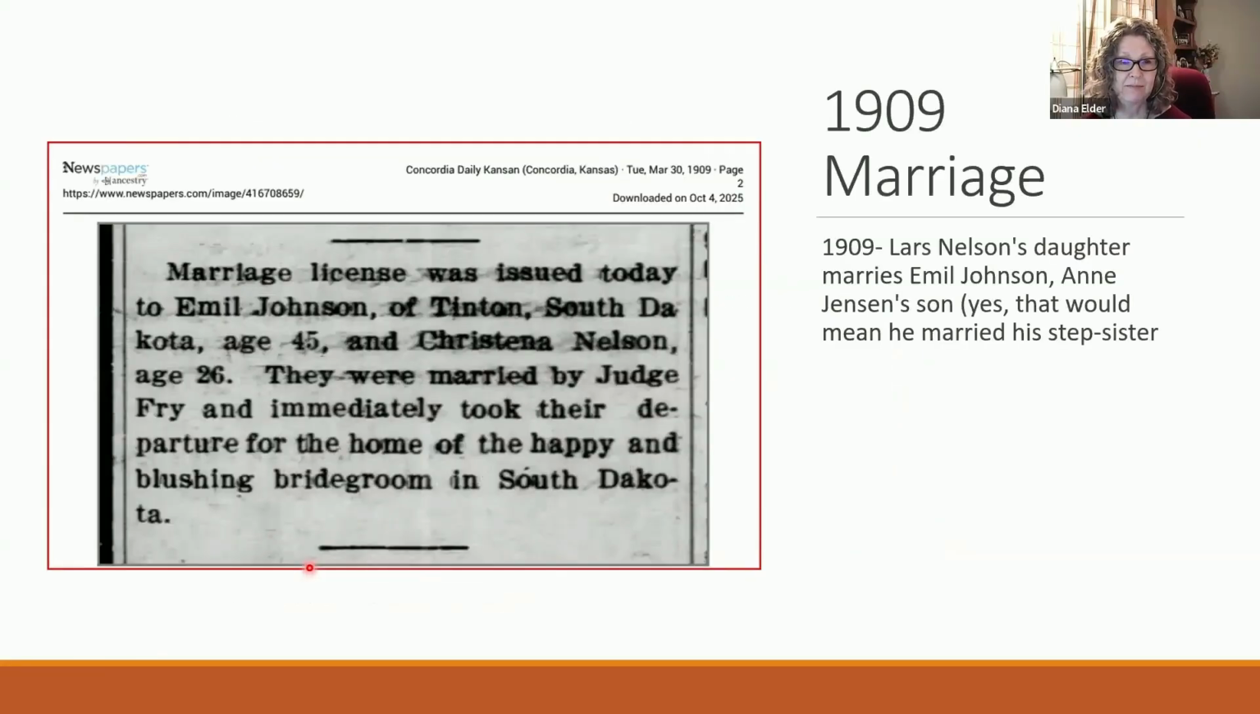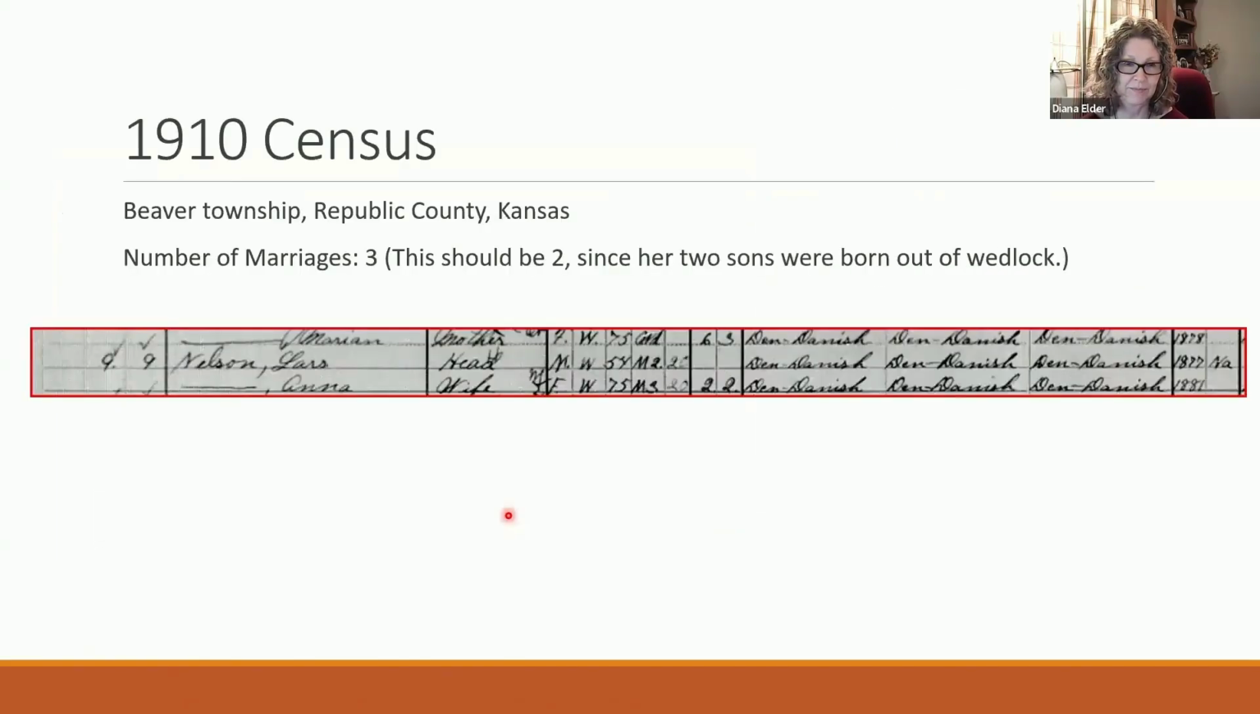And then we have a marriage in 1909, and this is Lars Nelson's daughter, and she marries Emil Johnson, who is Anne Jensen's son. So we haven't really seen anything about them yet, but they are stepbrother and stepsister that marry. So, there you go. And the license was issued in South Dakota, and they were married by the judge, and then they went ahead and lived in South Dakota.